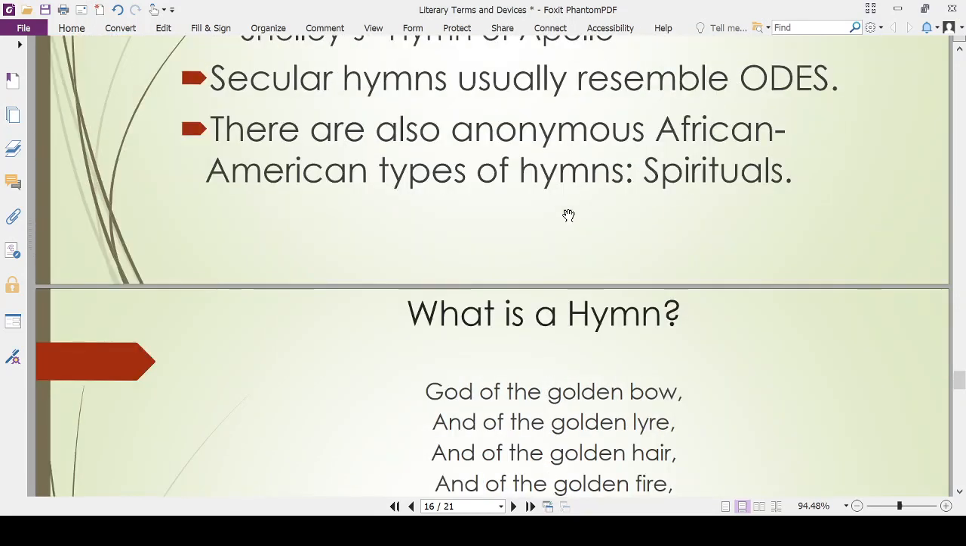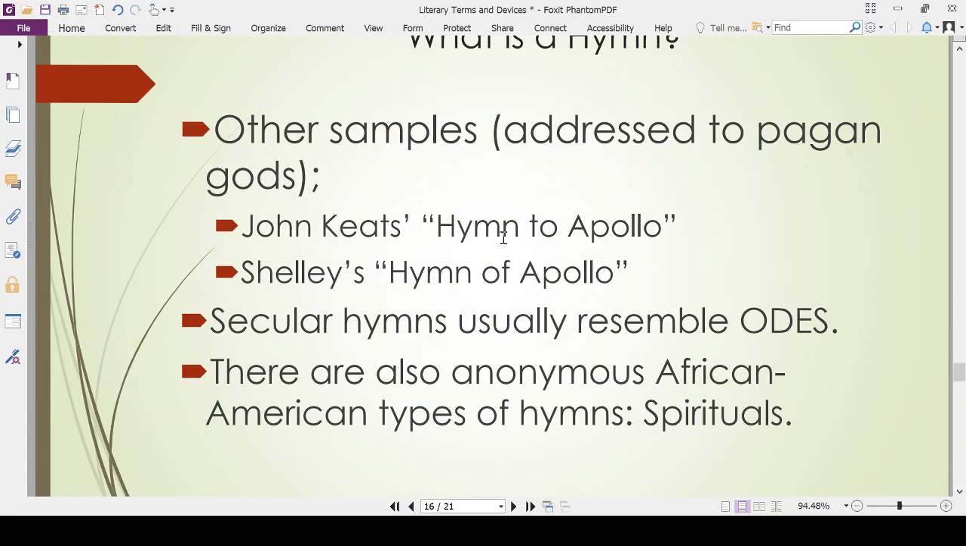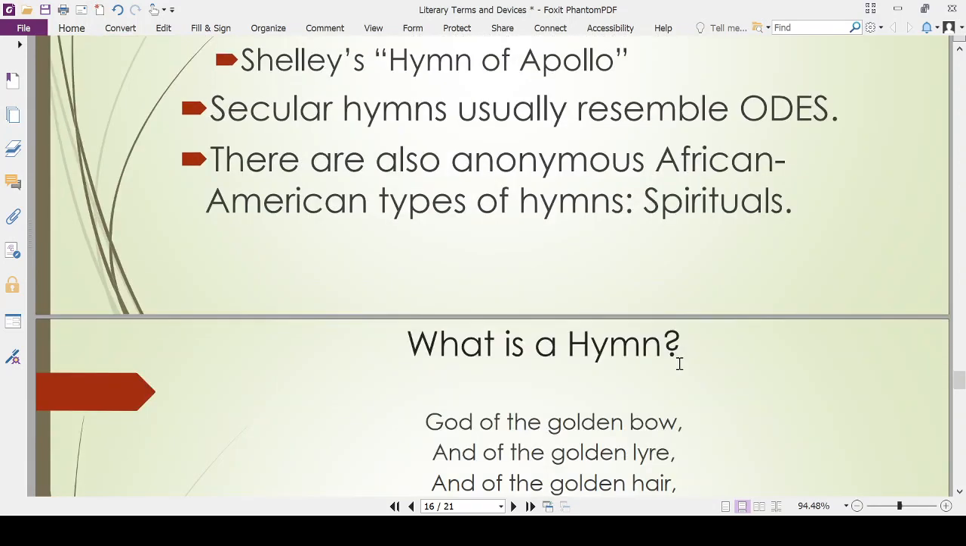Okay, let's read a sample from John Keats' Hymn to Apollo and just look at how he praises the god. And of course, the god is a pagan god. Pagan is the religion of the Greeks. All of the religions before Christianity are usually called pagan.